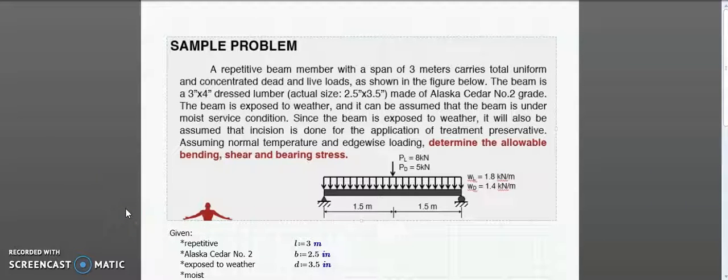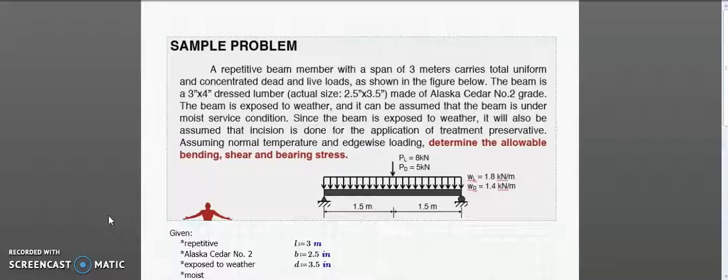Okay, in this video, we're going to answer a sample problem for our lesson in adjustment of stresses. The sample problem goes: a repetitive beam member with a span of 3 meters carries total uniform and concentrated dead and live loads as shown. The beam is a 3-inch by 4-inch dressed lumber made of Alaska cedar number 2 grade. The beam is exposed to weather, and it can be assumed that the beam is under moist service condition.